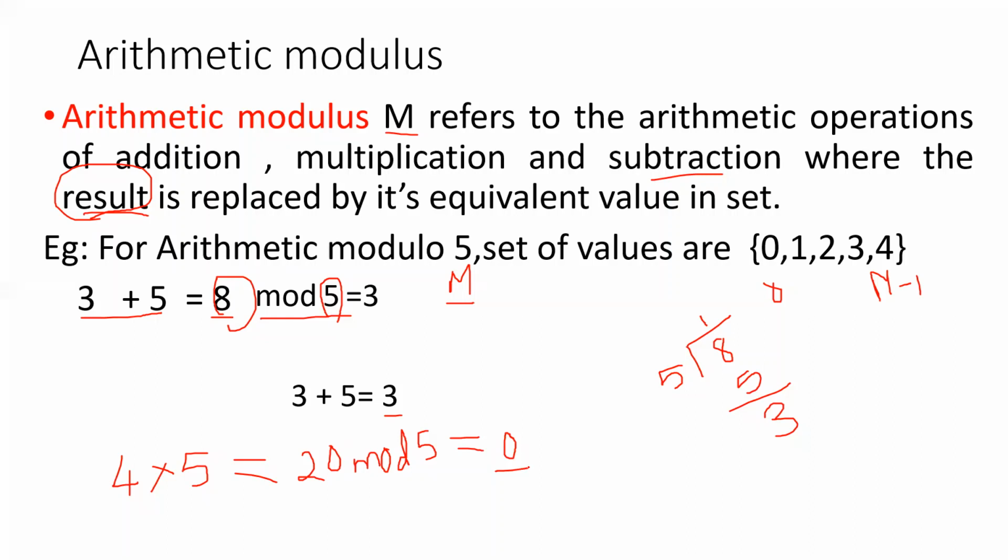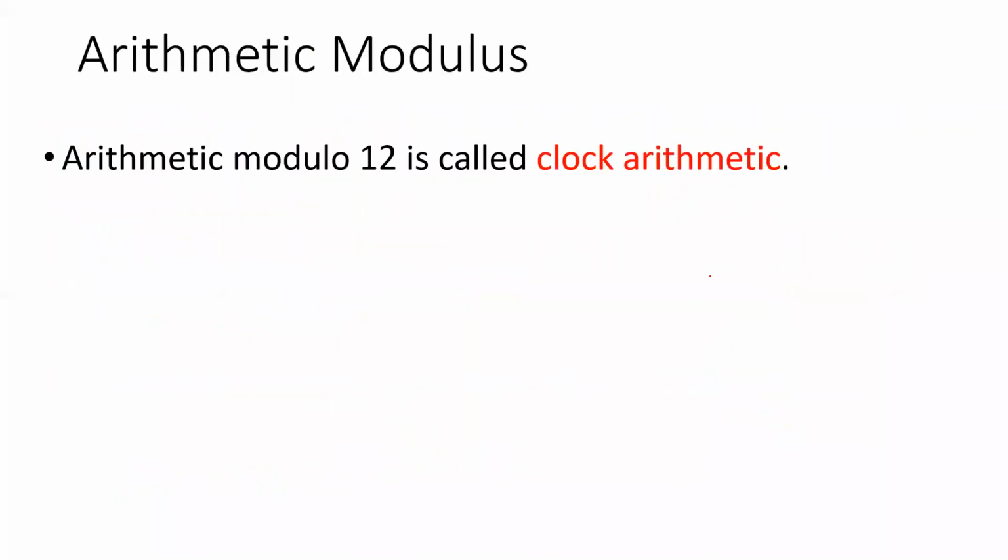So this way, you can perform it for multiplication and even for subtraction. The ultimate aim is to bring back the result to the values ranging from 0 to m minus 1, where m is the value for which we are finding the arithmetic modulus. So the next thing is, if you are finding the arithmetic modulus with 12, it is also known as clock arithmetic. You know that in a clock we have only up to 12. So arithmetic modulus with 12 is also known as clock arithmetic.